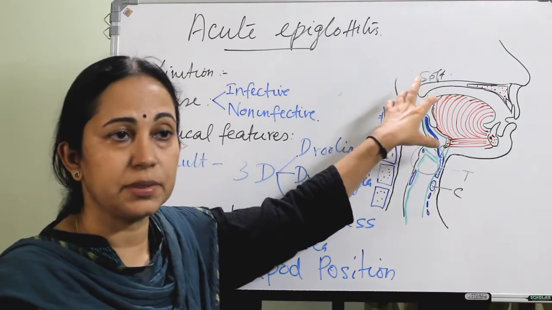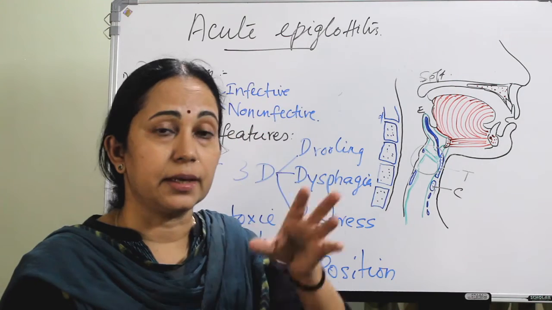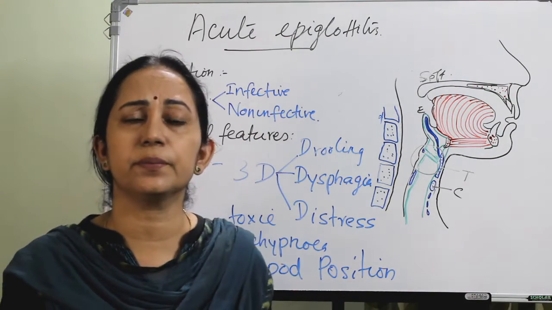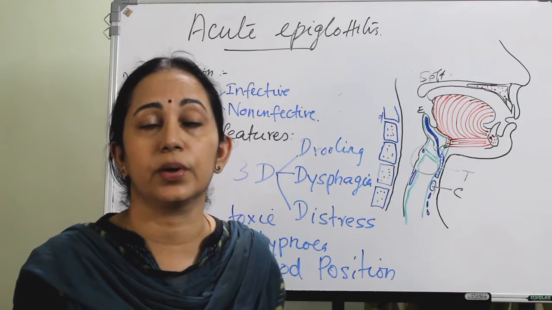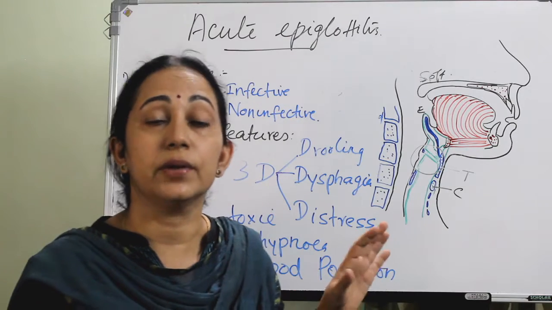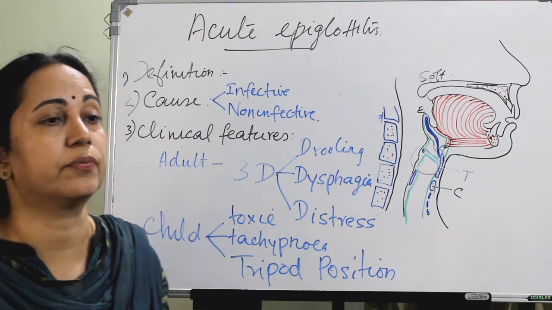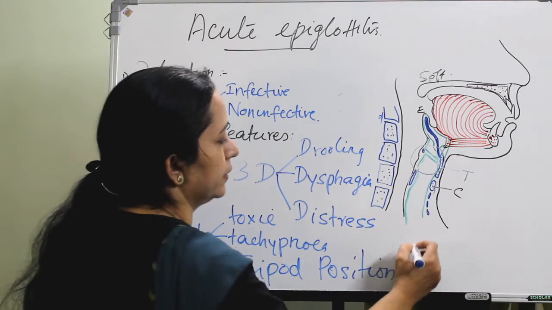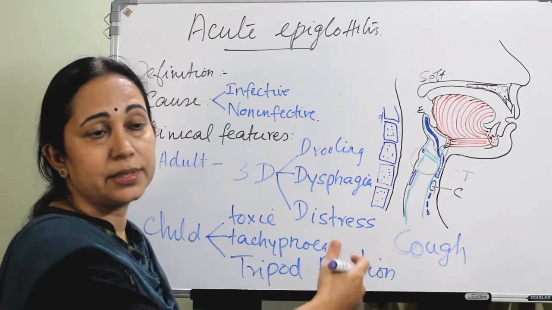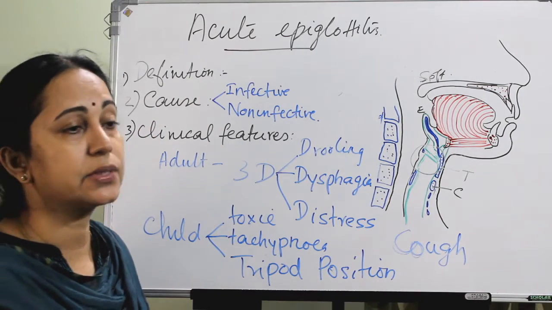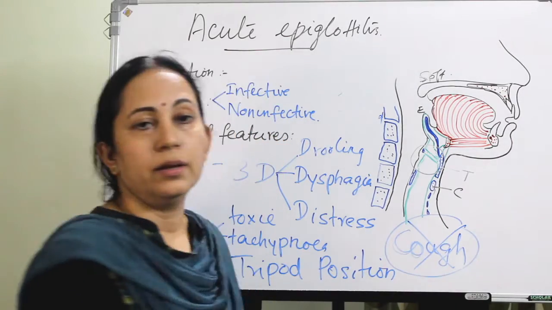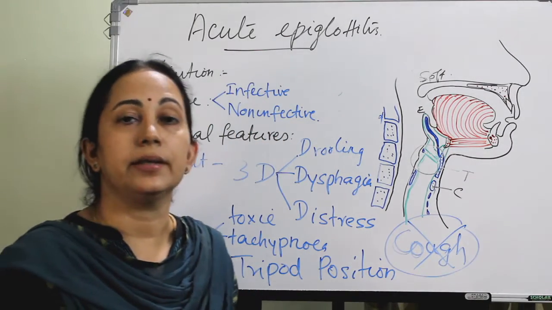So a differentiating point from acute laryngotracheobronchitis is that in acute epiglottitis there will not be cough, and if at all the cough will be very mild. Okay, but in an LTB you will get a brassy cough. That is a differentiating feature with the laryngotracheobronchitis. In acute epiglottitis, the cough will be absent or very mild.